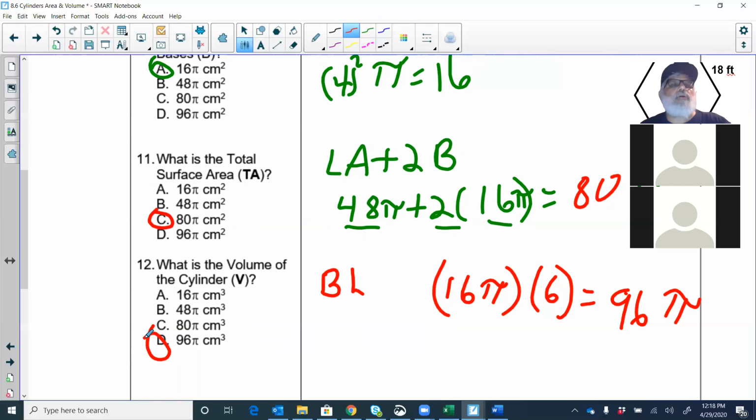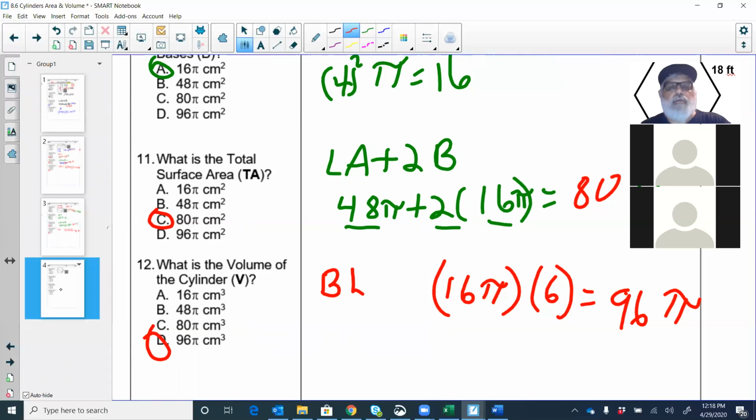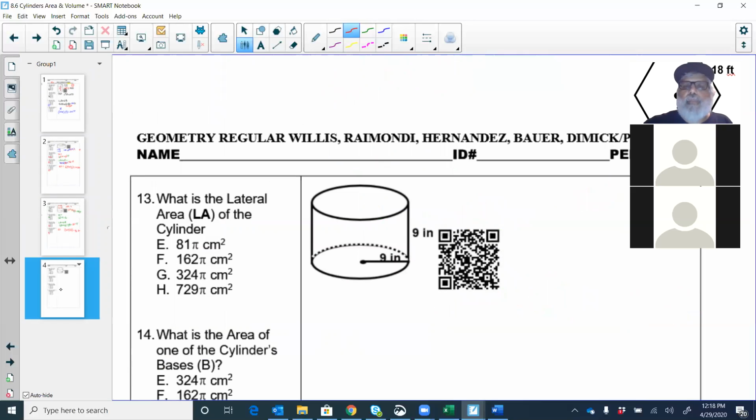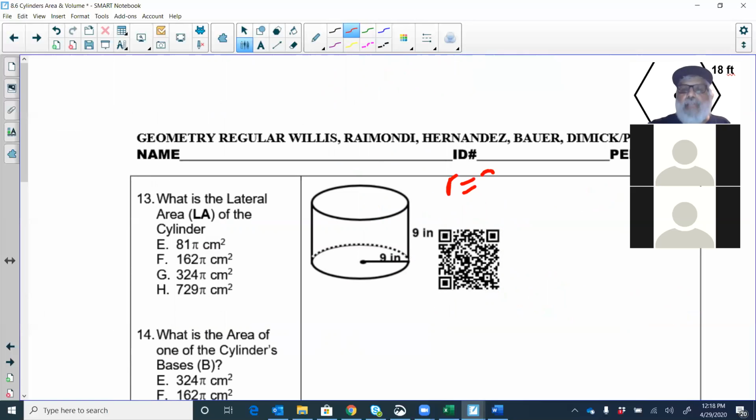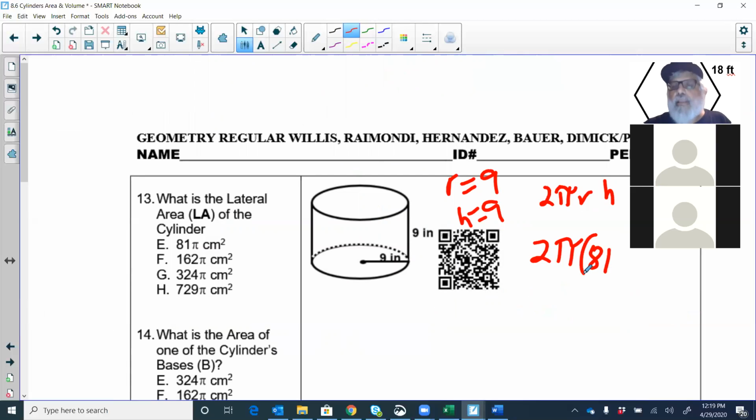I'm going to go to the last page, okay? Okay, so then on this one here, they're both equal to the same, but still it's the same steps. So my lateral area is going to be 2 pi r h. So I know that 9 times 9 is 81. So I'm just going to put 2 pi 81, okay? With the pi in the answer, you just got to multiply 2 times 81.